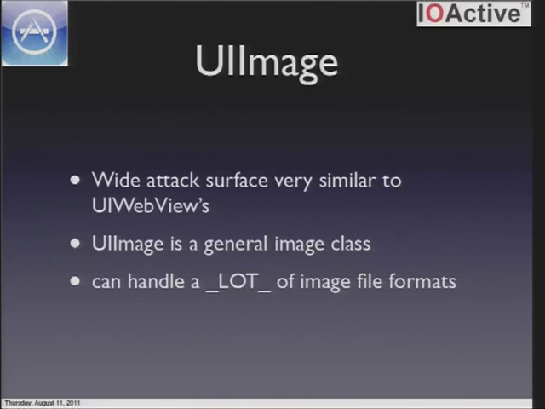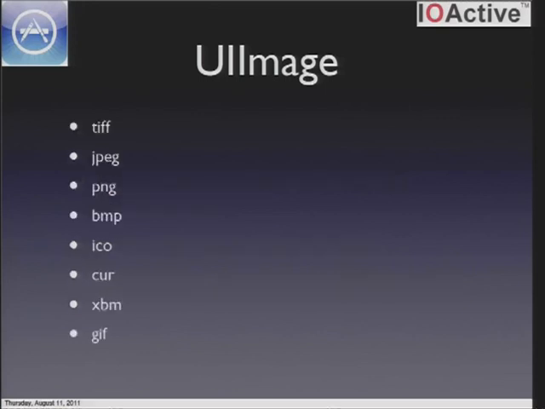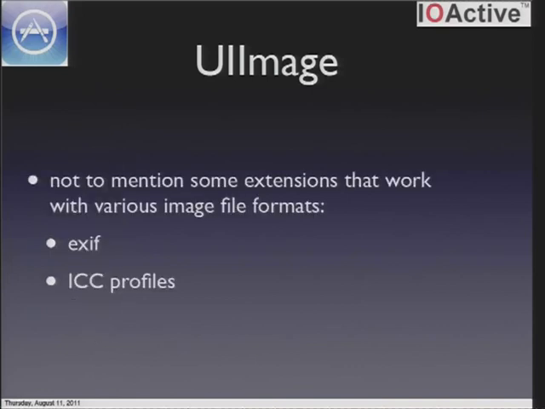UIImage is sort of a similar class for iOS, and what UIImage does is it's a container class which can hold a whole bunch of different file formats, and you just point it at something, and it'll take it, figure out which file format it is, and render it. This is a non-exhaustive list of the formats it supports. There's TIFF, JPEG, PNG, bitmap, icons, cursors, and so on. And then there are also embedded formats inside these image formats, such as EXIF and ICC profiles.